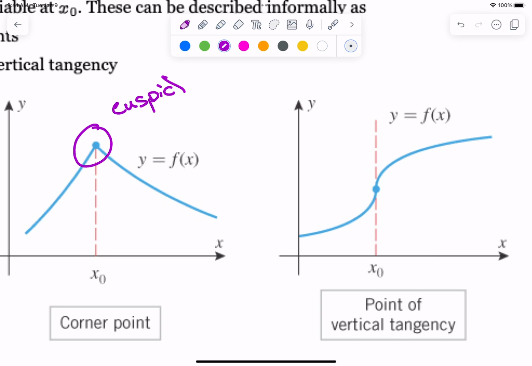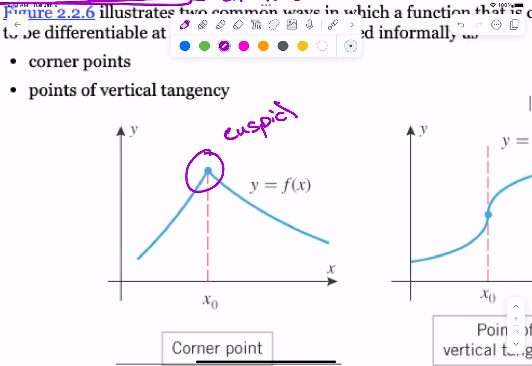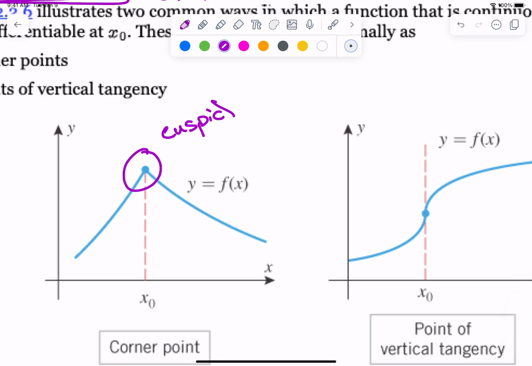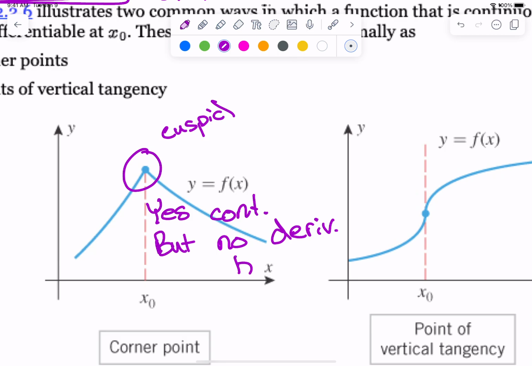Okay. All right. So this is my last point. Just because it's continuous doesn't mean you can find the derivative. For this example, this is continuous, but there is no derivative here. I can't find the derivative at that point. I can find the derivative at other points along the curve, but not at that cusp point because it comes to a tip. So it is continuous, but you can't find the derivative at that point, okay?